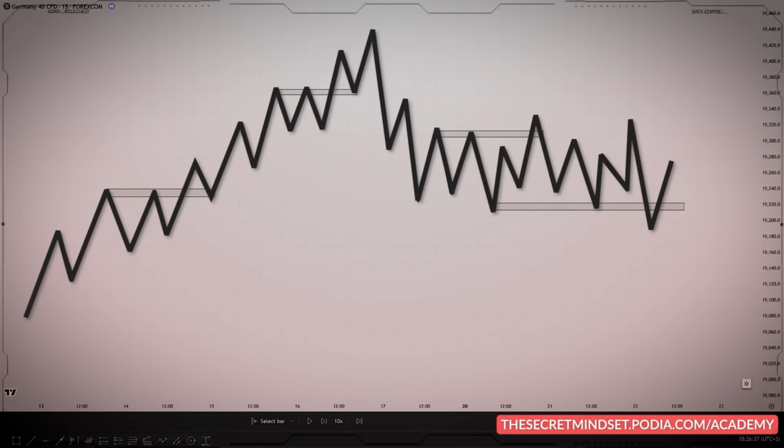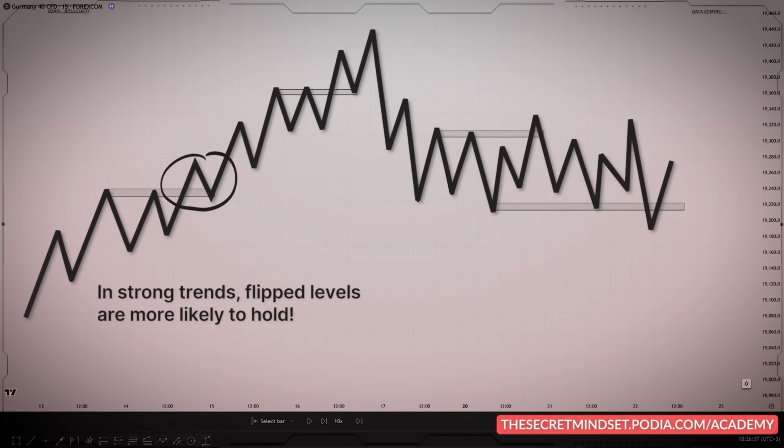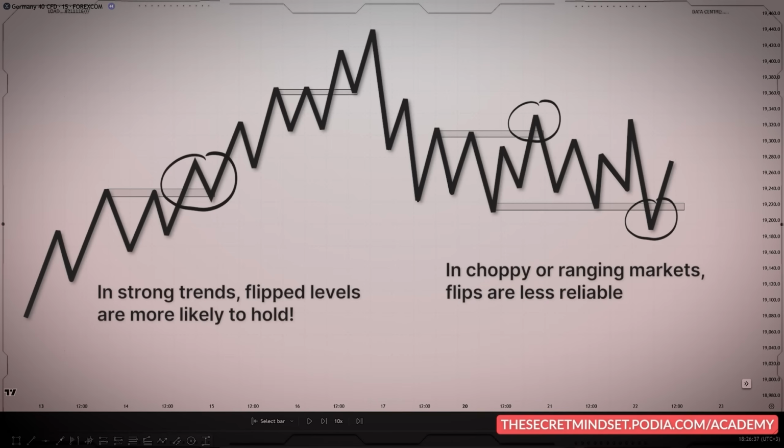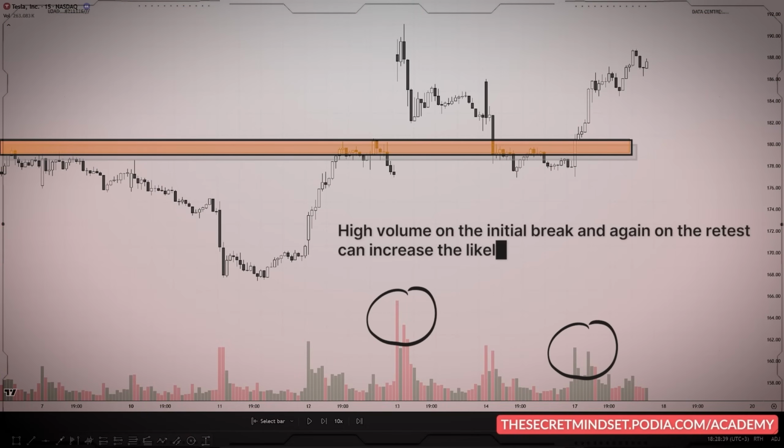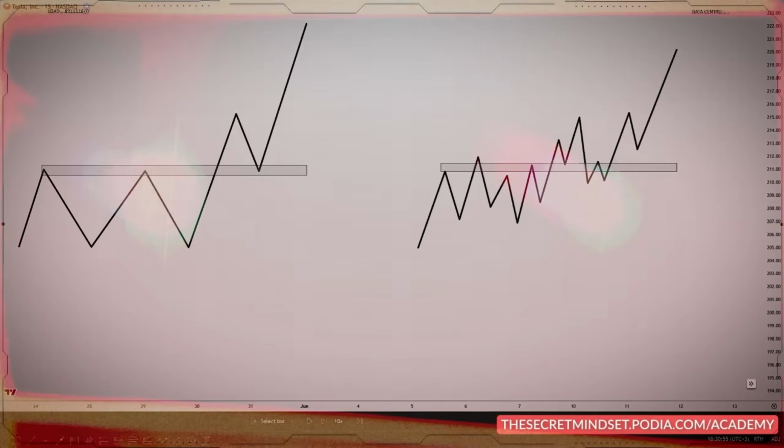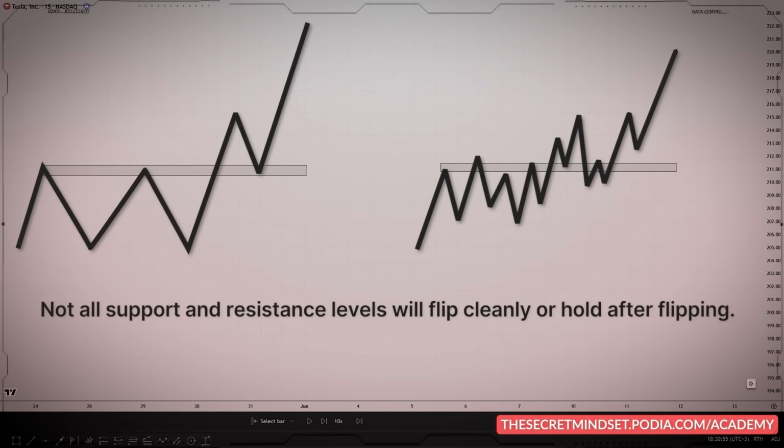When trading support and resistance flips, consider the overall market context. In strong trends, flipped levels are more likely to hold, while in choppy or ranging markets, they may be less reliable. Volume can provide additional confirmation. High volume on the initial break, and again on the retest, can increase the likelihood of a successful flip. It's also important to note that not all support and resistance levels will flip cleanly or hold after flipping. The market is dynamic, and even strong levels can be broken under the right circumstances.